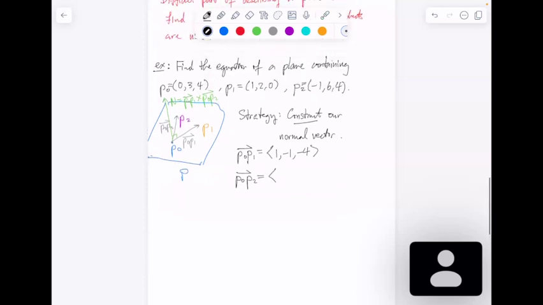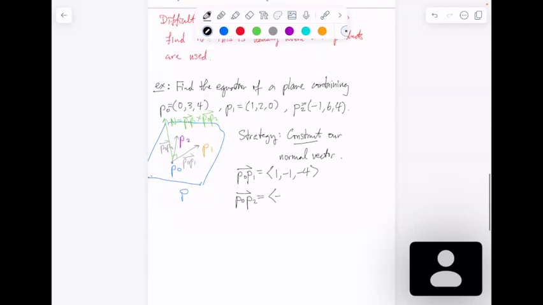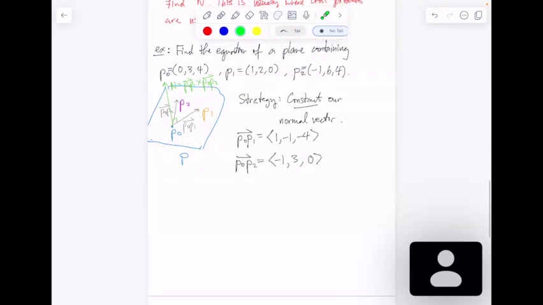So now you have P0 to P2: -1 minus 0, and then 6 minus 3, which is 3, and then 4 minus 4, which is 0. And so you get the components for this vector here, which is (-1, 3, 0). And now I want to take the cross product. So does someone want to give me the x component of this cross product here?